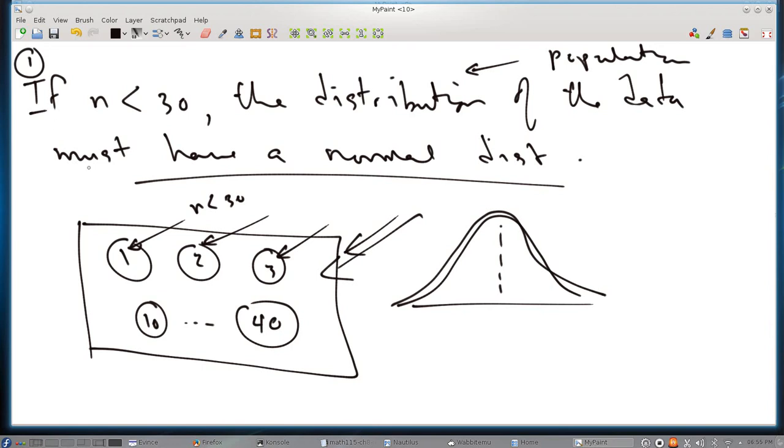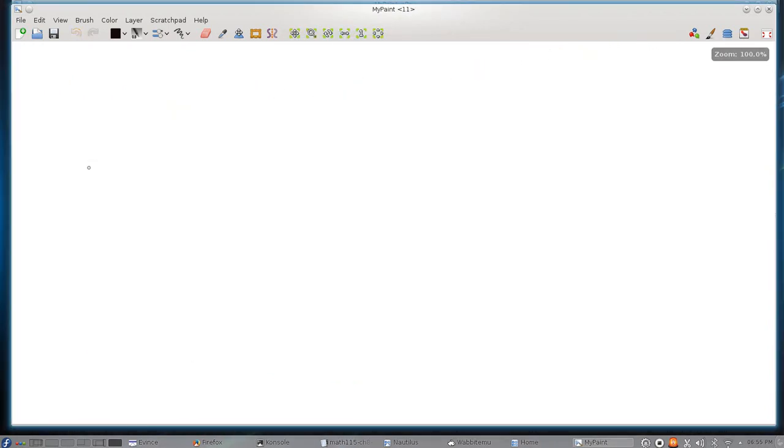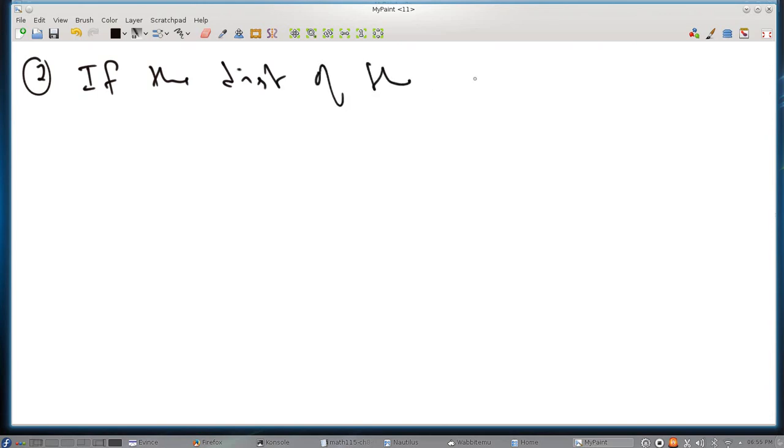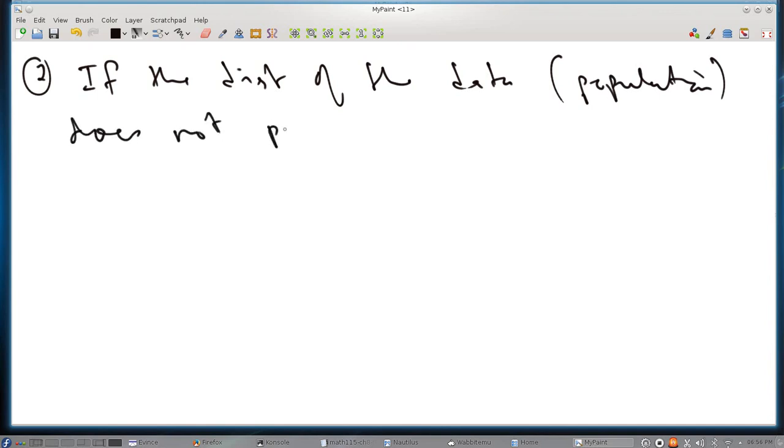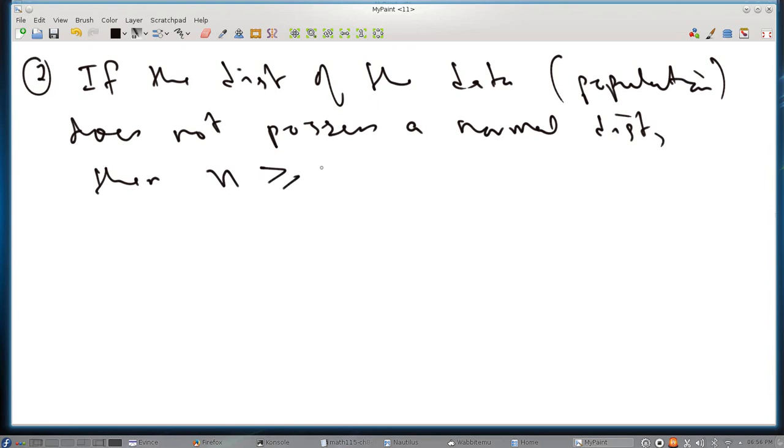And then the other way around is property number 2: if the distribution of the data or the population does not possess a normal distribution, then the sample size that we require, n, must be at least 30, to avoid a skew of our data points.